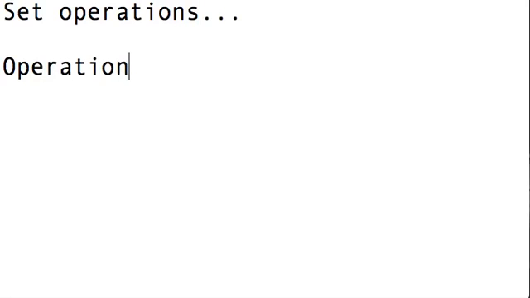Okay, now let's discuss set operations. And so what are set operations? Well, what is an operation in general? If we have operations on numbers, we have arithmetic operations: plus, minus, multiplication, and division. So these are our typical operations on numbers.